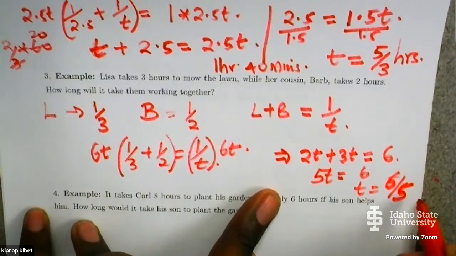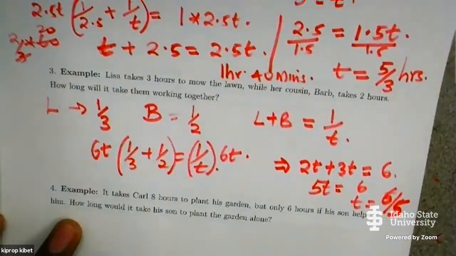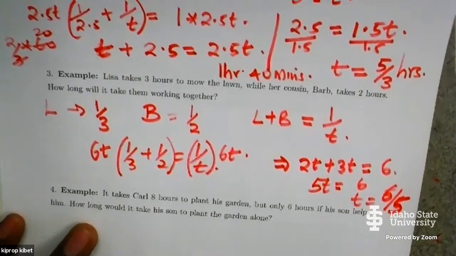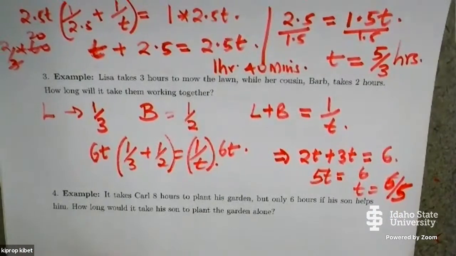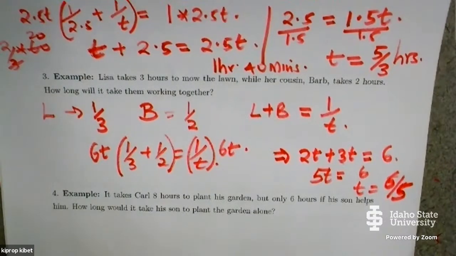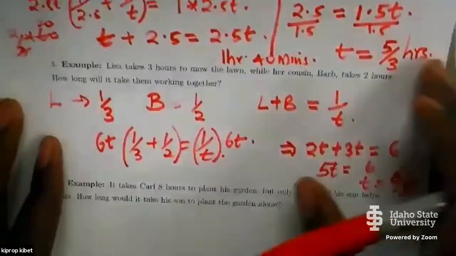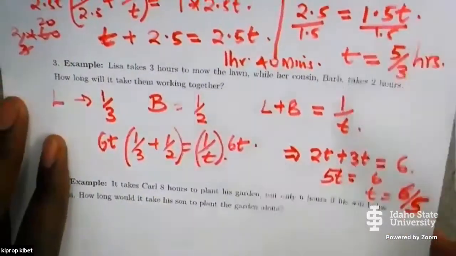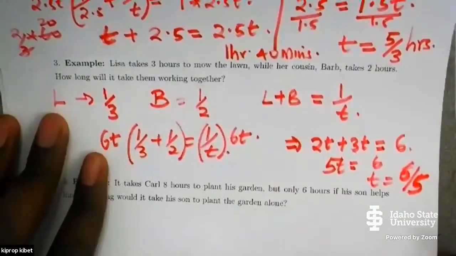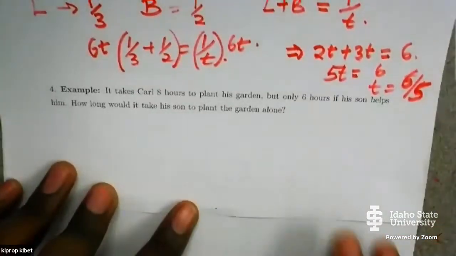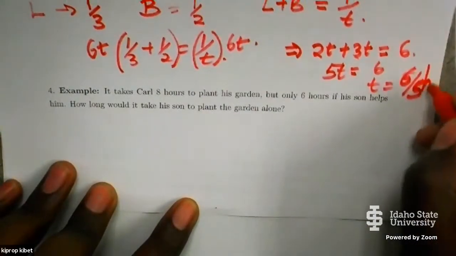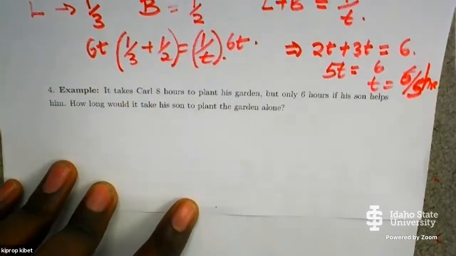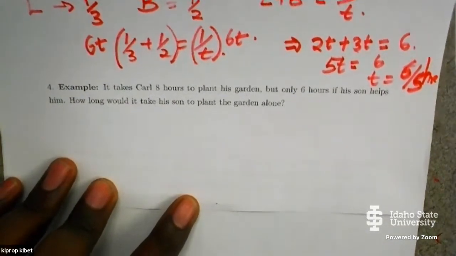So 6 all over 5 is similar to 1 and 1 over 5. So it's 1 hour and 12 minutes, since 60 divided by 5 is 12. You can just leave it at 6/5 hours, or you can convert it to hours and minutes.